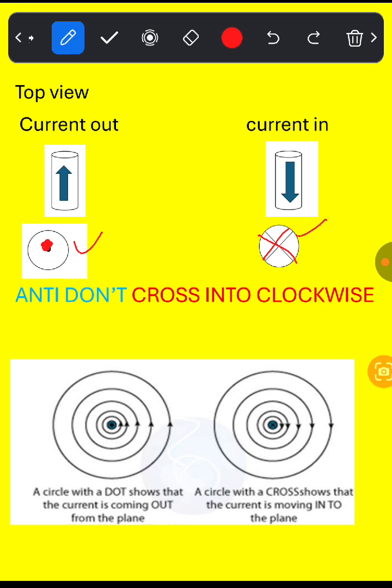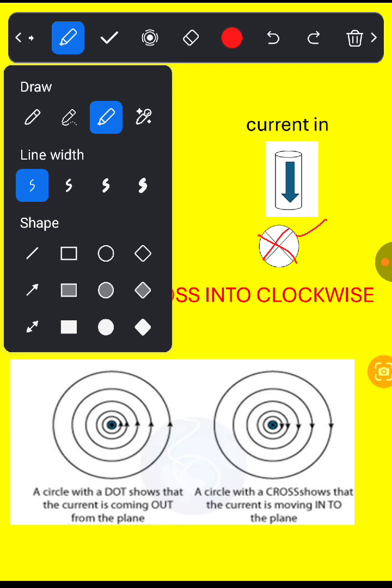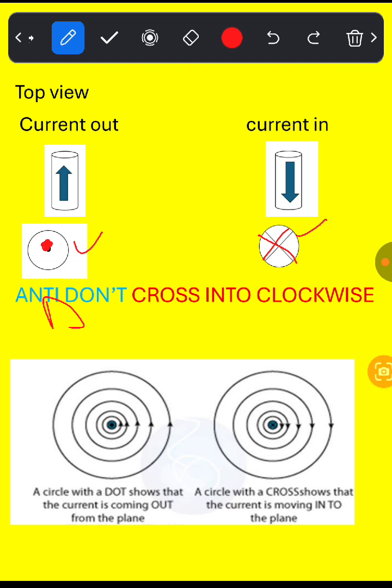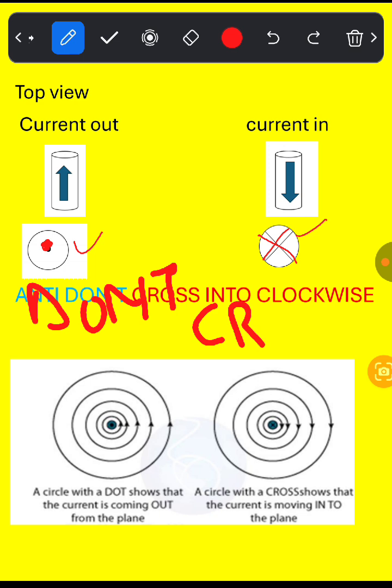Although you use the right-hand rule, it might be difficult. So I came up with a strategy of saying don't cross. I just say don't cross.